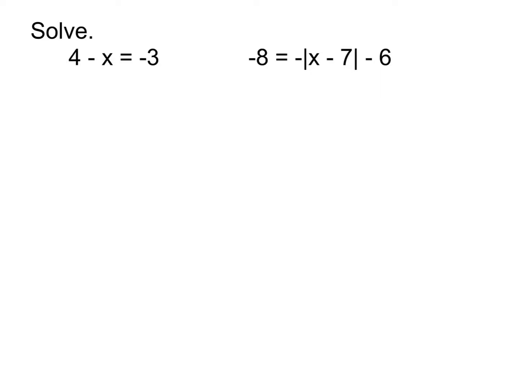With the first one, in order to solve it, the very first thing we want to do is get rid of the 4, because we always get rid of addition or subtraction first. Now notice the 4 here is positive. The negative, the minus, goes with the x, because it goes with whatever follows it.